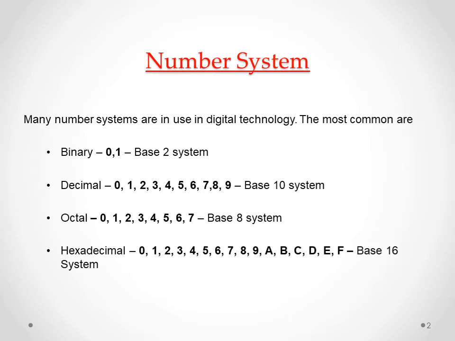In this hexadecimal number system, the number 10 is represented as A. Number 11 is represented as B. Number 12 is represented as C. Number 13 is represented as D. Number 14 is represented as E. And number 15 is represented as F. This is the number representation for the hexadecimal system.